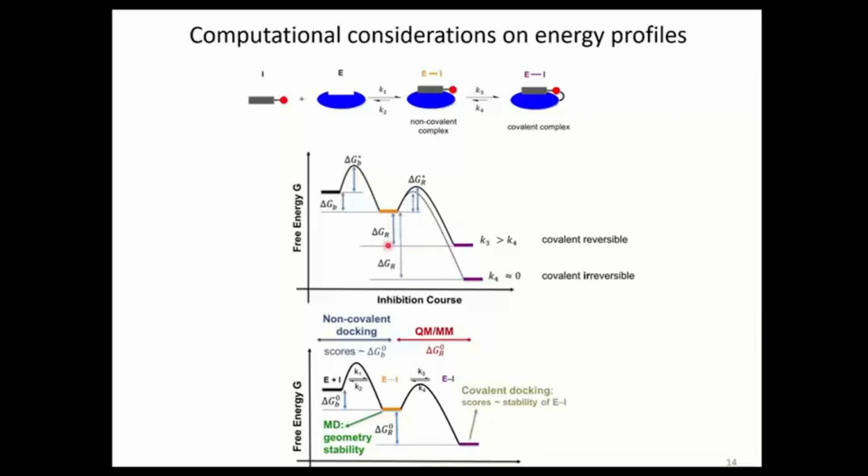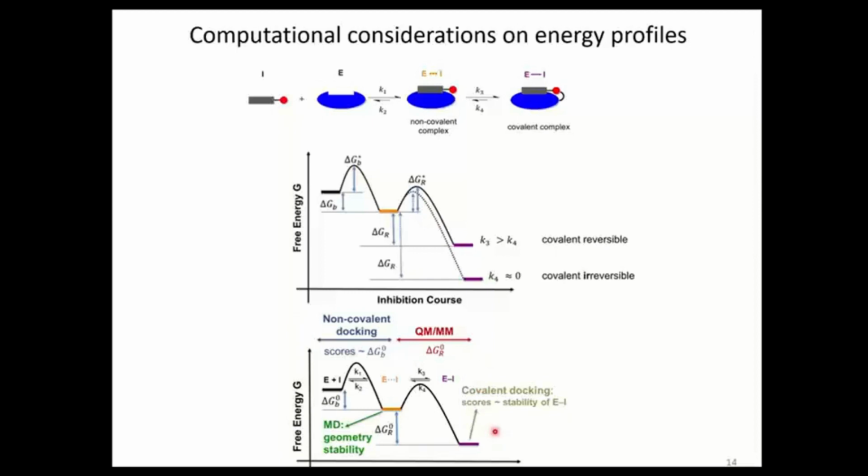So these different steps of covalent inhibition may be treated by several computational methods. The first step by classical non-covalent docking methods, which yield scores which correlate to the stability of the non-covalent complex.